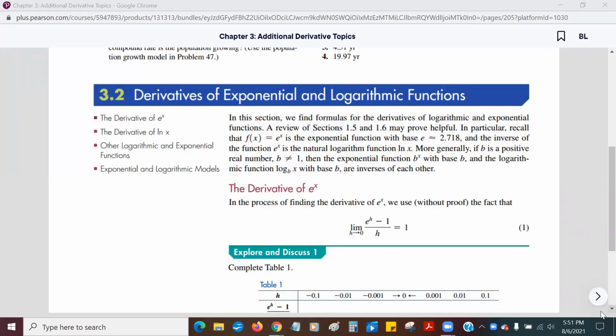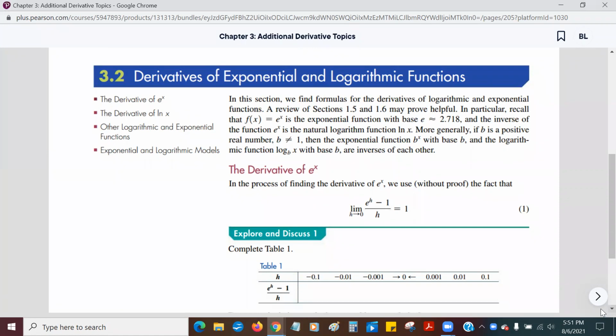Hi, everybody. Now we're doing section 3.2, derivative of exponential and logarithmic functions. Because why wouldn't we want to do that? That's awesome. So the derivative of e to the x. I'm going to go very quickly through where it comes from. This will not be a fully extensive proof.